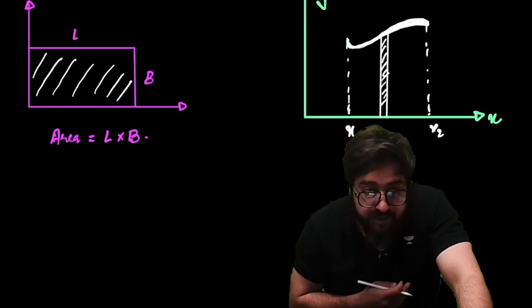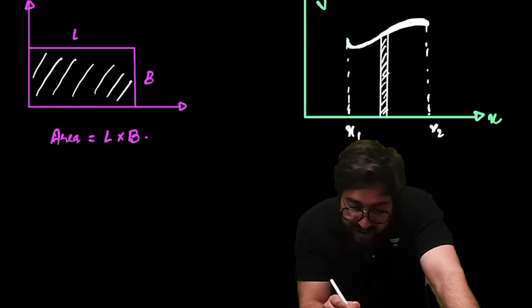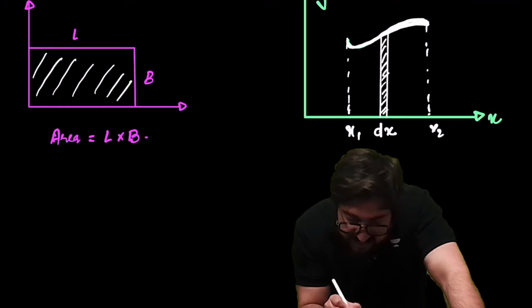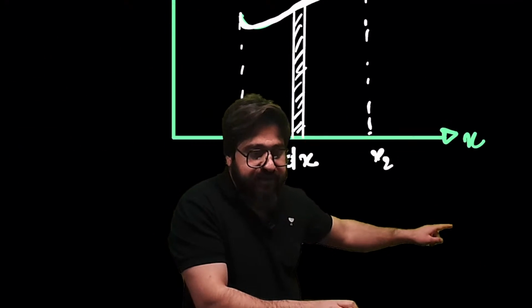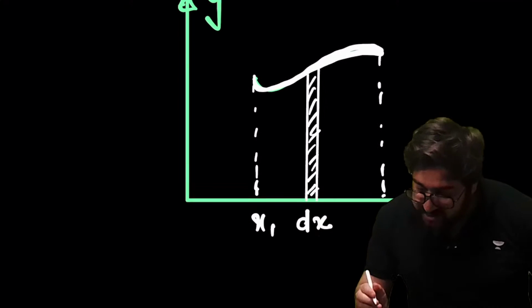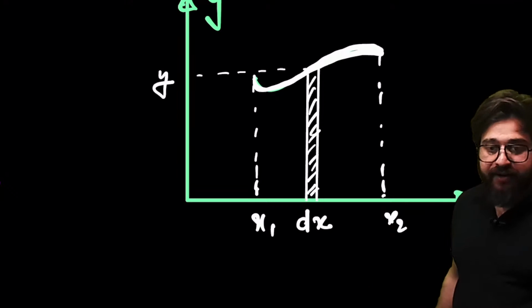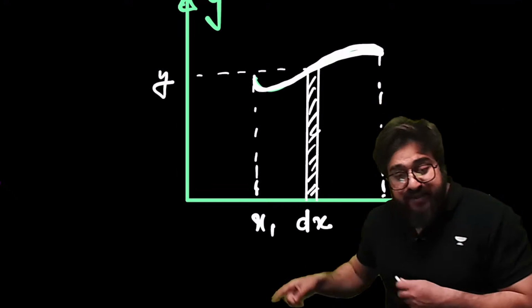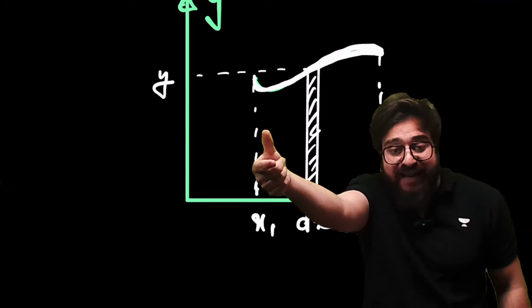Okay, take a small strip. Cut this graph into small strips, and the width of this is extremely small. That is dx. Dx is the width. And how much is the height or the length of this graph? Let's suppose it is y. Now, this infinitely small strip behaves like a rectangle.